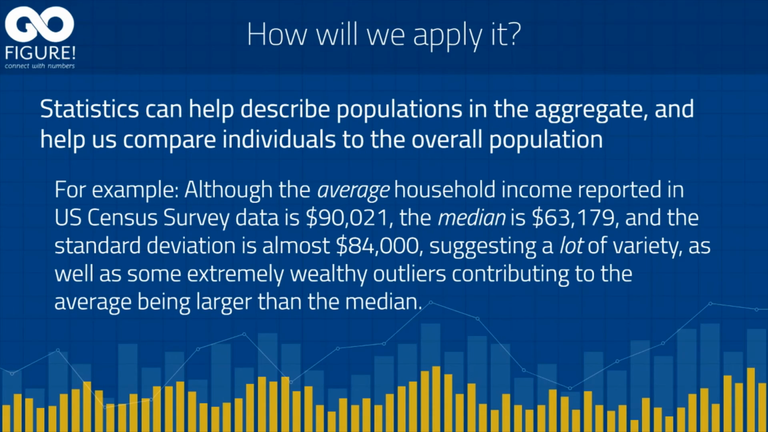For example, although the average household income reported in the U.S. Census Survey data in 2018 is $90,021, the median is much less, it's $63,179. And the standard deviation is almost $84,000, almost equal to the average, which is kind of unusual. This suggests that there's a lot of variety among household income as an attribute in the United States population. And the fact that the average is so much higher than the median suggests that there are some extremely wealthy outliers contributing to that average being larger.